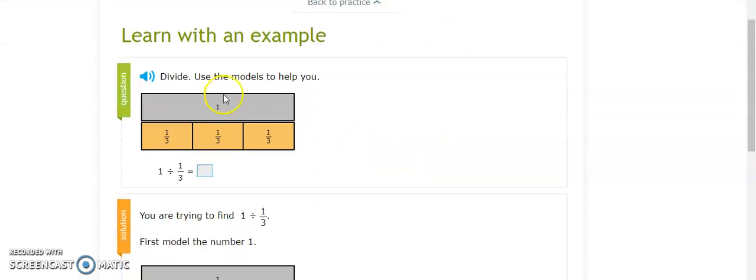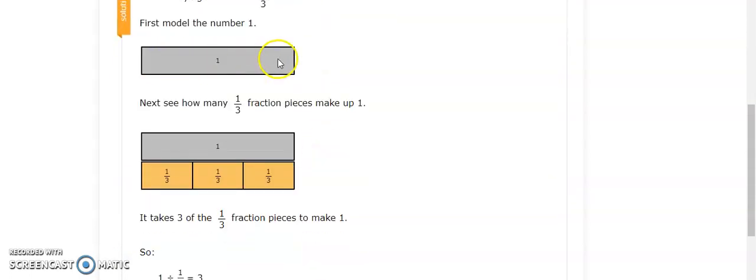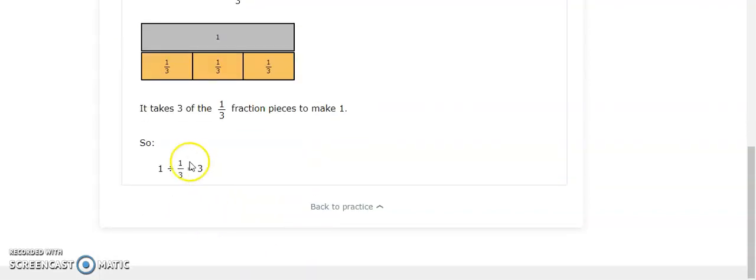In this example, they have 1 divided by 1/3. The top model shows the 1, and then I divide it by pieces of thirds. Well, I can see that I could have created 3 pieces that fit into this one whole. So one whole divided by 1/3 is 3. And that's what the answer is. 1 divided by 1/3 equals 3.